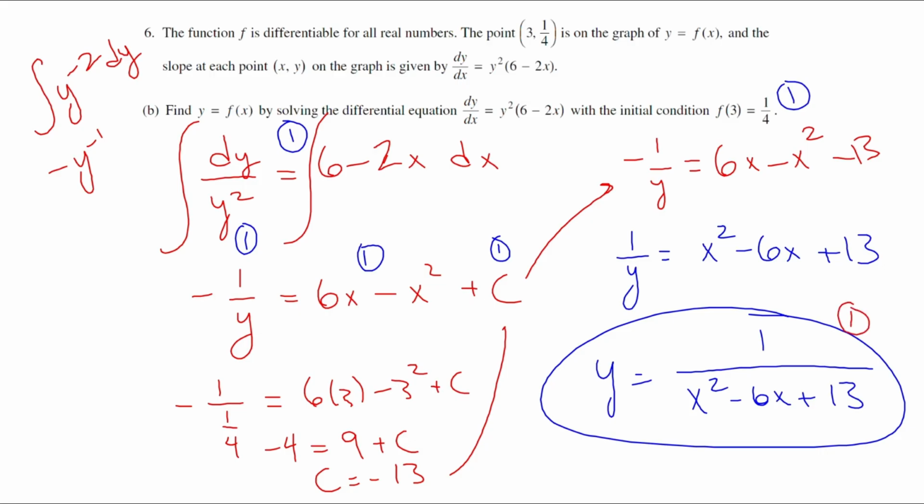And that is the end of this differential equation FRQ, which was question number 6 from the 2001 AP Calculus AB exam.